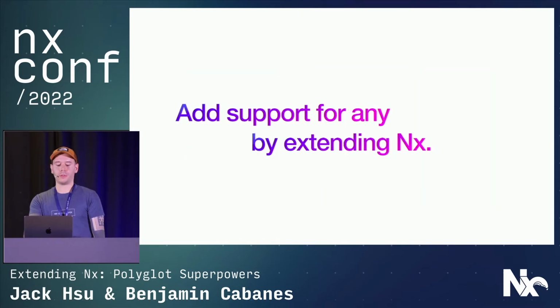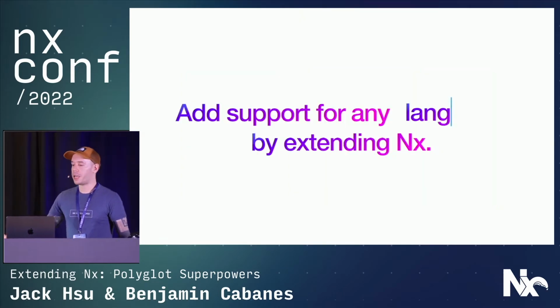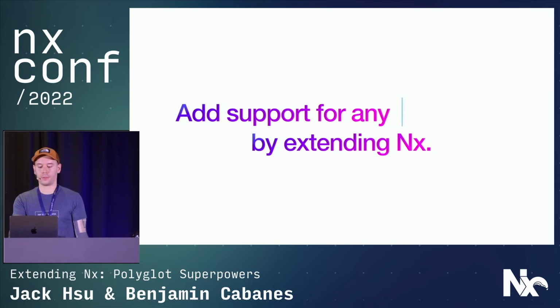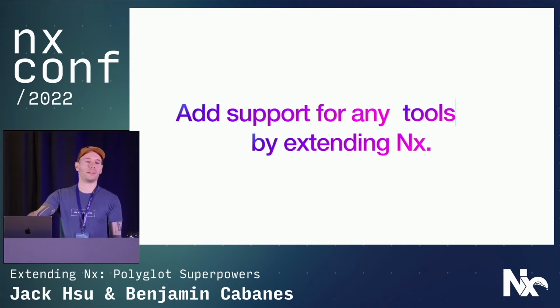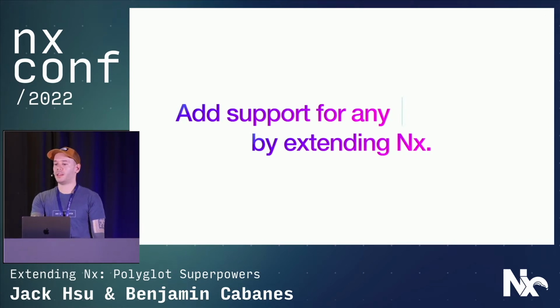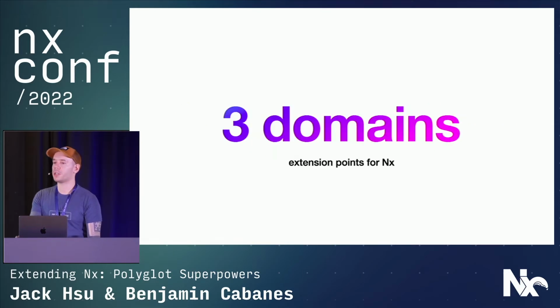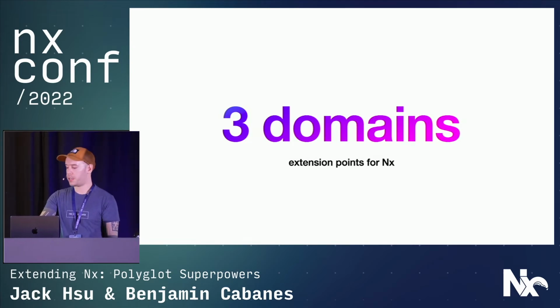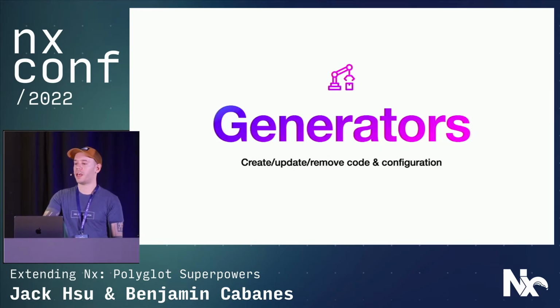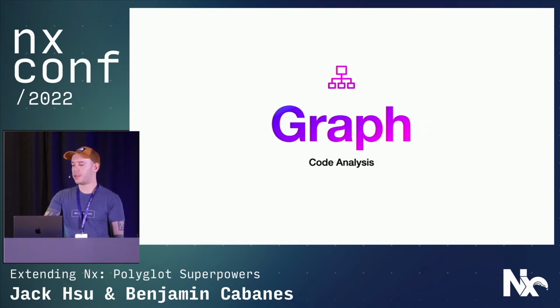So what we want to do is add support for any language by extending NX. We also can add support for any tools by extending NX. But basically, what we really want to do is add support for any behavior by extending NX. So we're going to see 3 extension points, or 3 domains, where we can extend NX. The first one is the graph. The second one will be the executors, and then the generators. So let's start with the graph.